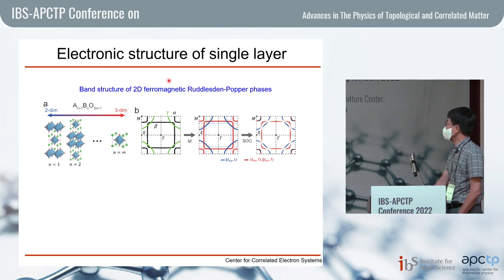A 2D perovskite material has a generic Fermi surface topology that looks like this. So we have beta band from YZ and ZX, and gamma band from XY, and alpha also from YZ and ZX. Once it goes through the ferromagnetic transition, that splits into majority band and minority bands. And let us focus on this beta majority and gamma minority. And due to spin-orbit coupling, they hybridize. And if you focus on these, that looks like this.